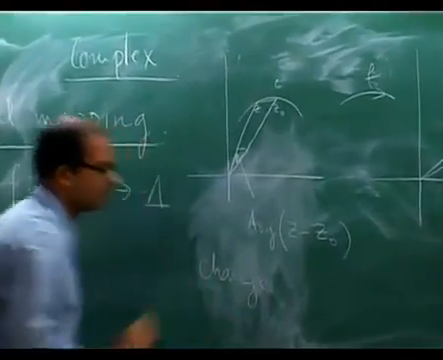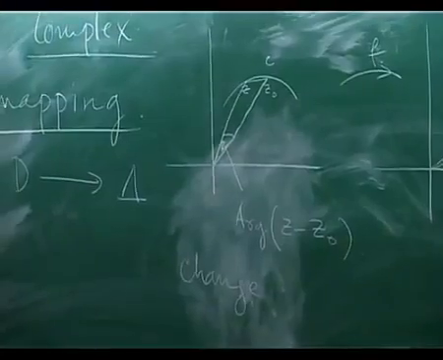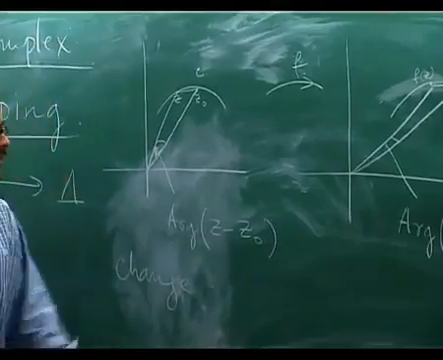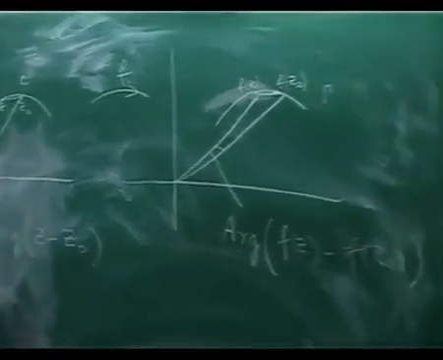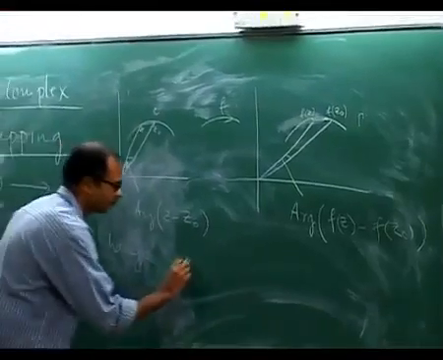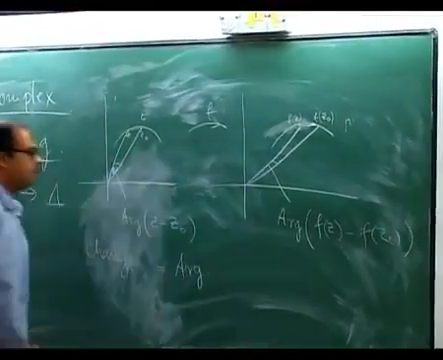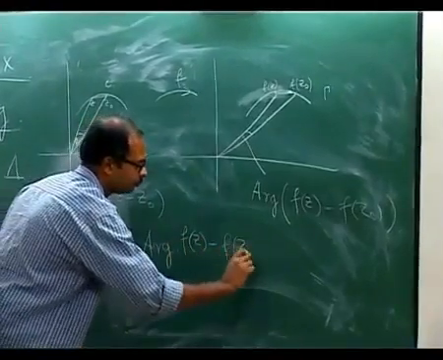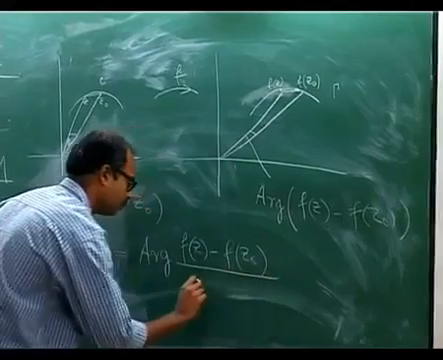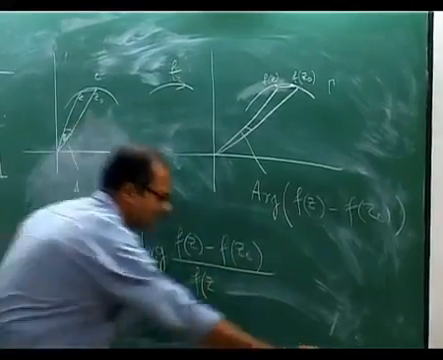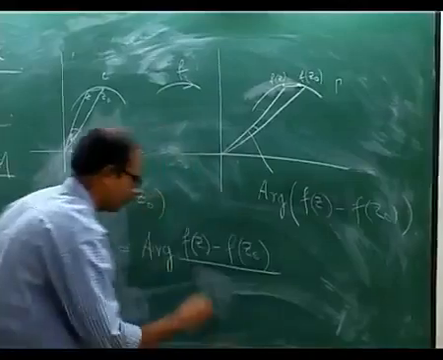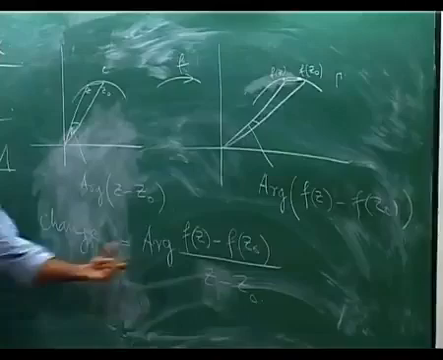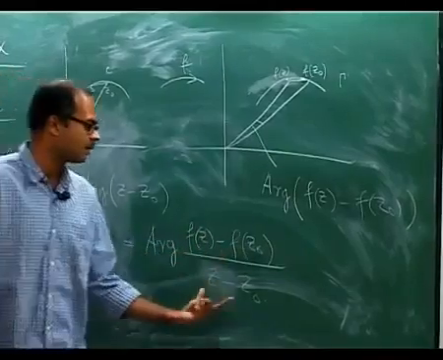So how much angle is changed? What is the difference between these two angles? It is the difference of these two arguments. So it is going to be, sorry, z minus z naught. That is the same as argument of this minus argument of this.